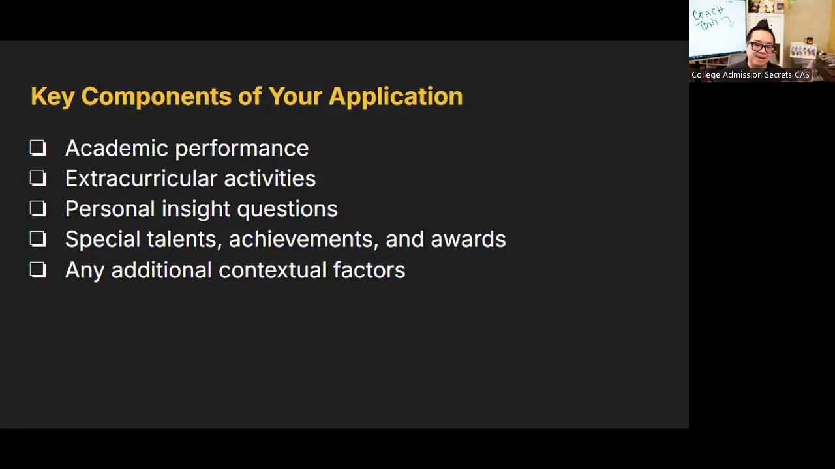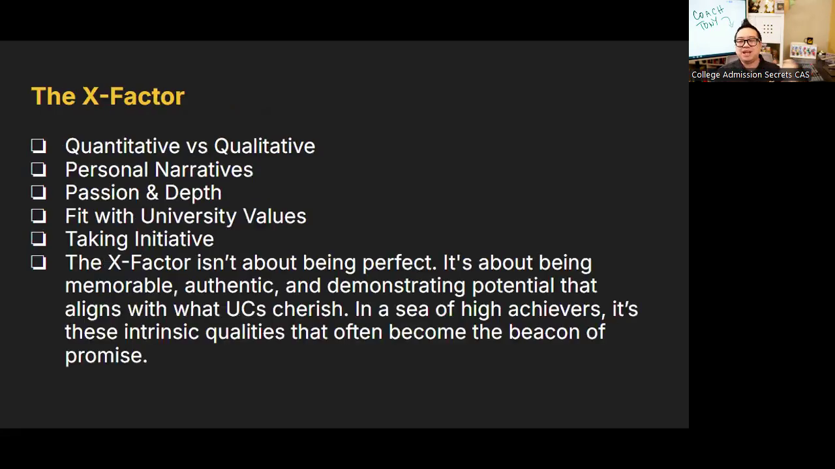Number 1 is your academic performance. Number 2 is your extracurricular activities. Number 3 is your personal insight questions, aka the UC essays. Number 4 is any special talents, achievements, or awards. And number 5 is any other contextual factors, things that the readers should be aware of to fully understand your application, something we're going to call the X factor for today. The X factors are things you can do to help stand out a little more. These are things readers are trained to look for, right?